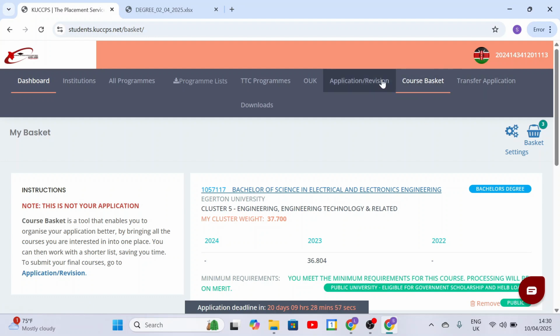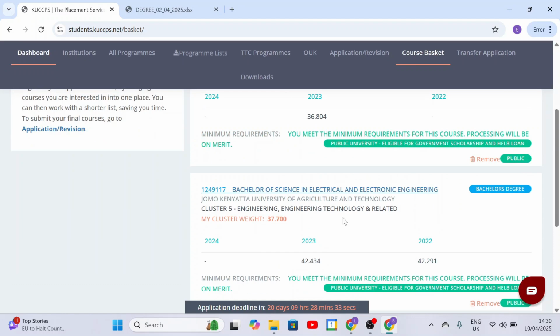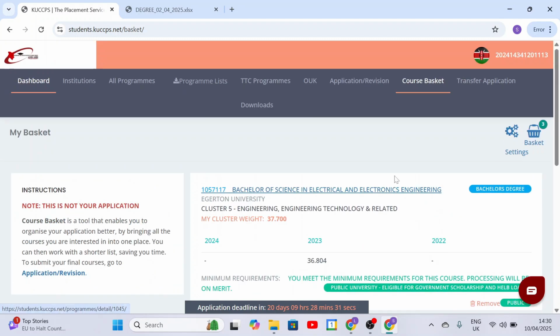Okay. But as of now we have a course basket. So all the courses that we shall like, we shall be adding them to this basket. That's why we shall come and check. So for example, this student had already decided, okay, maybe I may want to do a Bachelor of Science in Electrical and Electronics Engineering. So this is where that particular course was put. And it is important to put them here so that you can just come here and have an overview of them. And we shall discuss this in details much later.